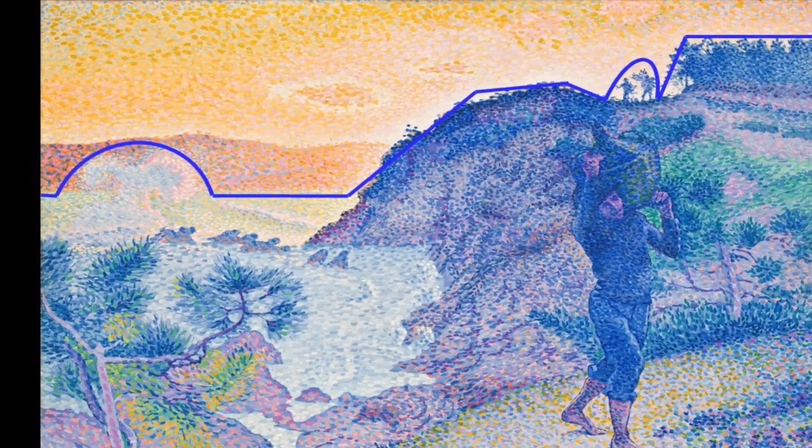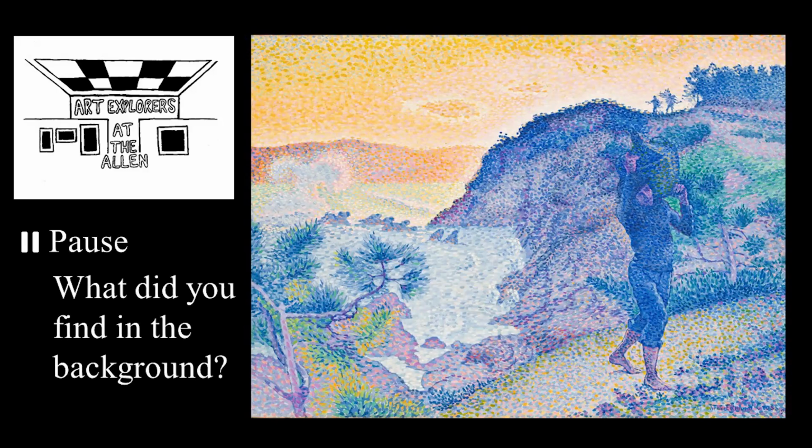Let's look at the background a little bit, which is the part of the painting farthest from the viewer, which is you and me. It also often includes where this painting is set and what sets up the scene. What did you find in the background? Write down your ideas.